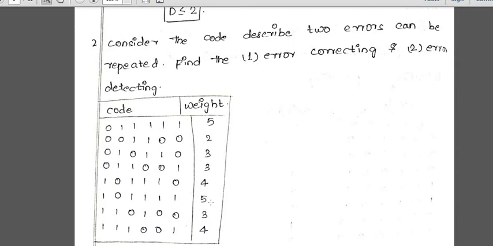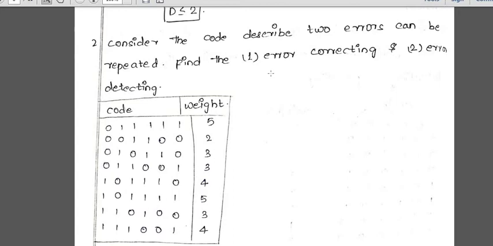Okay, so for error correcting capability, I'll repeat the formula once again. Small t is less than or equal to (d minimum minus 1) divided by 2, and error detecting capability, capital D, is less than or equal to d minimum minus 1. So here you have to find the minimum distance, and along with that, find the two things that are given in your question. Clear?